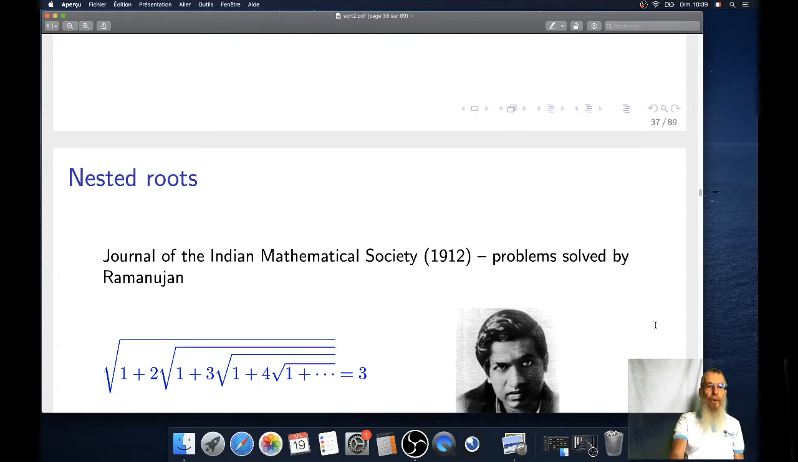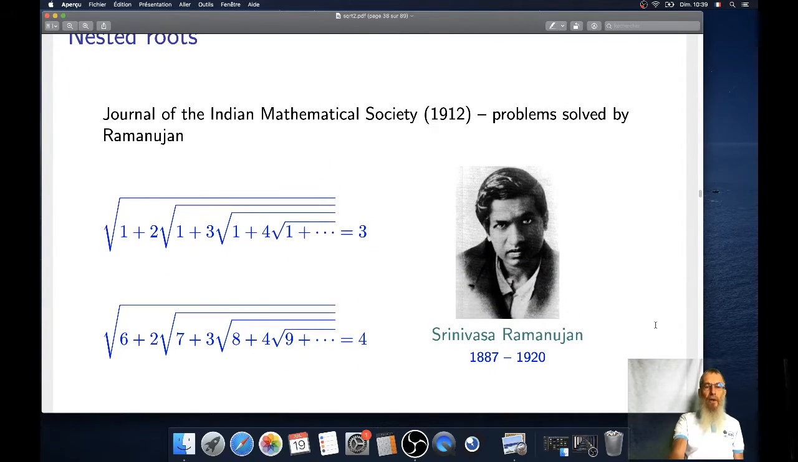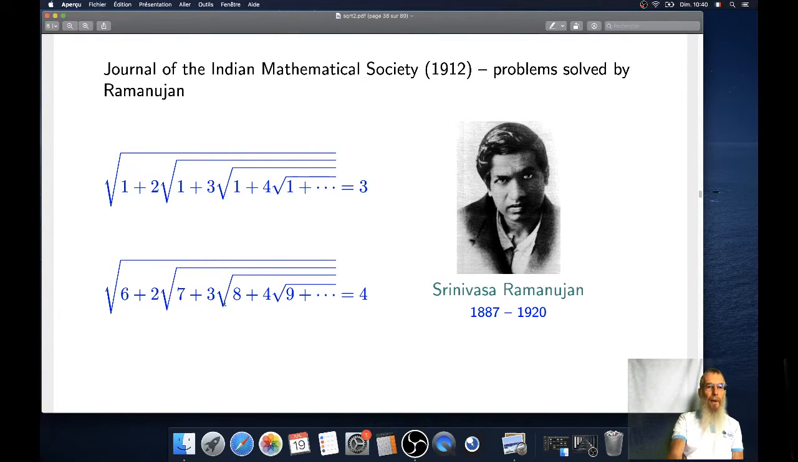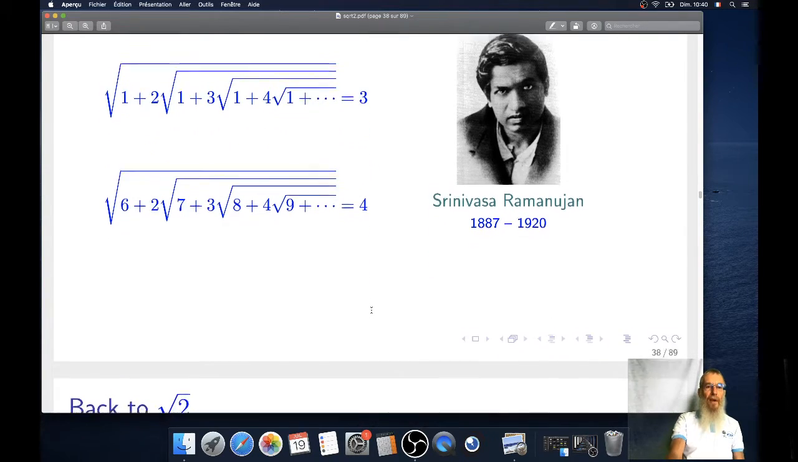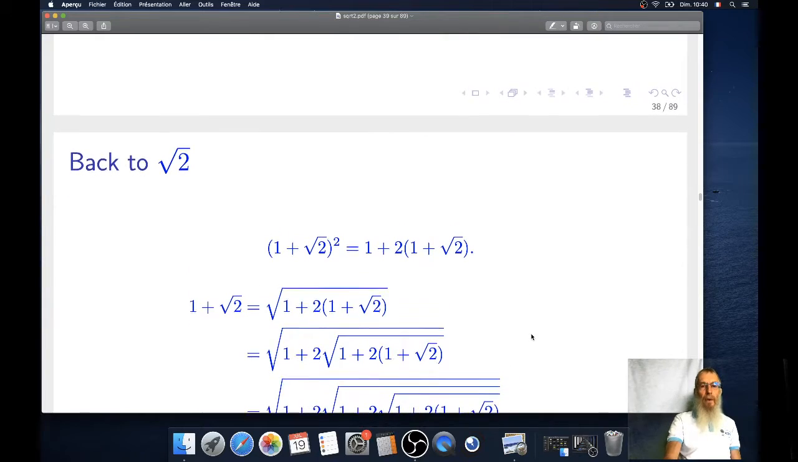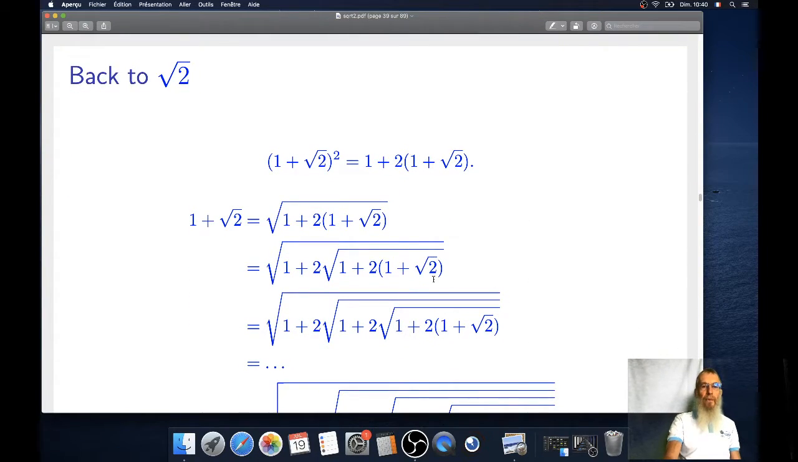This nested root occurs in a question which was asked in the Journal of the Indian Mathematical Society. There were some problems, and Ramanujan solved two problems. One was for this nested root, for which he found the value 3. And the other one is for this one, and he found the value 4. So these are just examples of nested roots, but you get another example with the square root of 2.